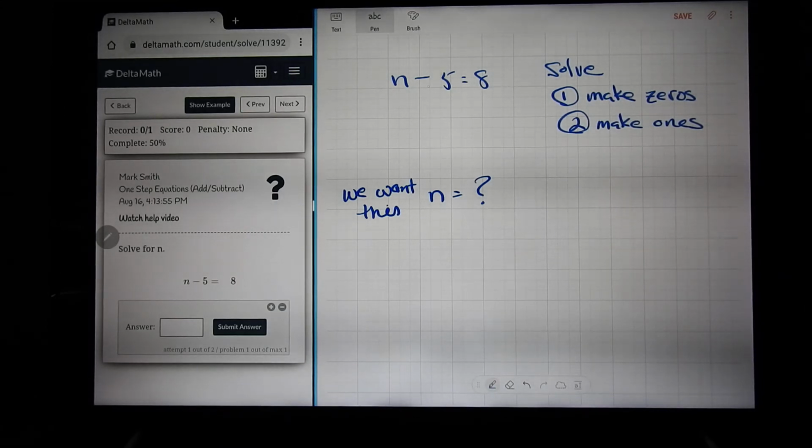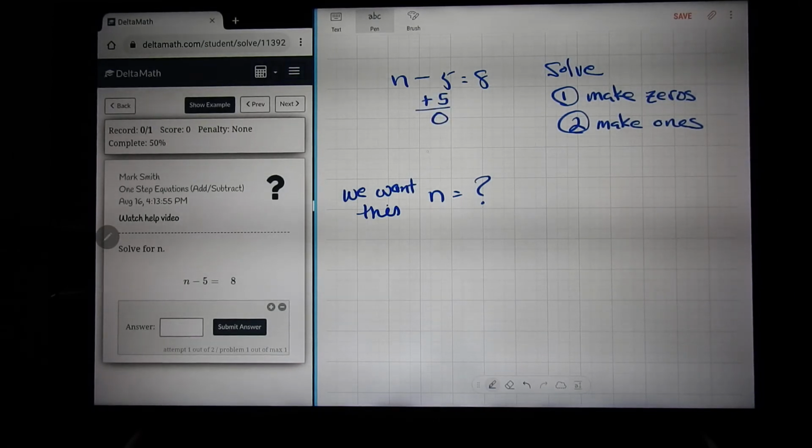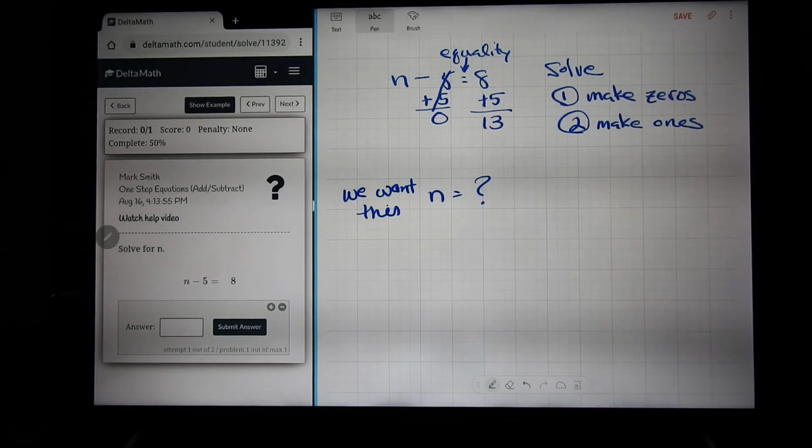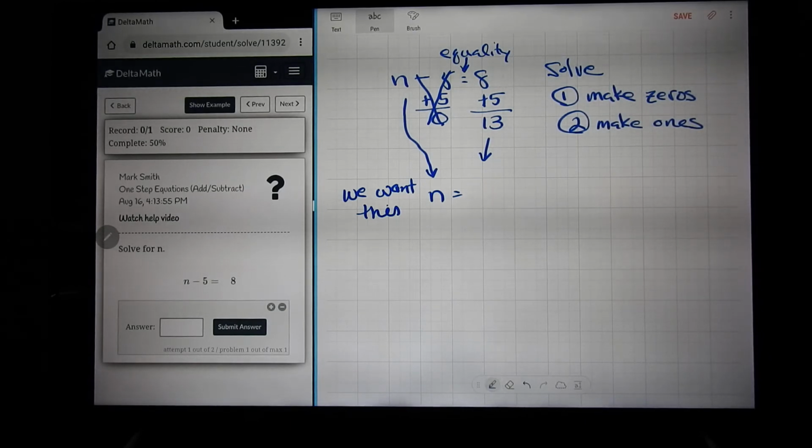Okay, how do we make negative 5 a 0? Well, we add 5 to it, and that gives us a 0. All right, now our rules of equality, remember this is an equal sign, so we have equality rules. Equality rules say if we add 5 to one side, we have to add 5 to the other side. So when we add 5 over here, we get 13. And we made a 0 there, so in math we don't write zeros in our equation. So that 0 disappeared, and now all that's left is this n, and on this side's a 13. All right, so our answer is 13.